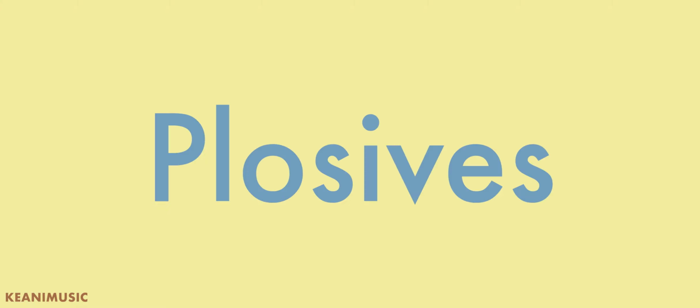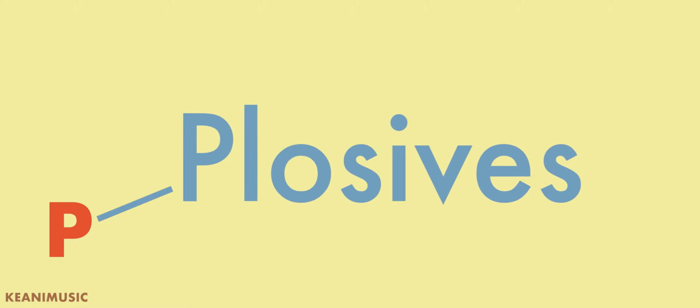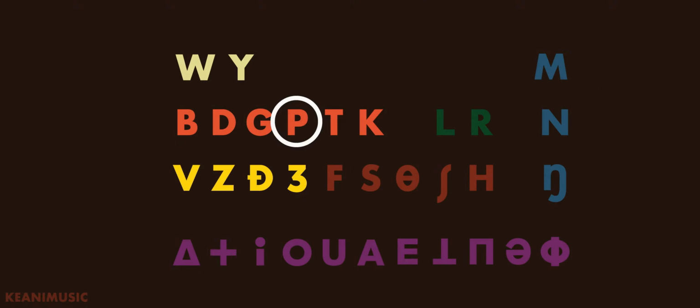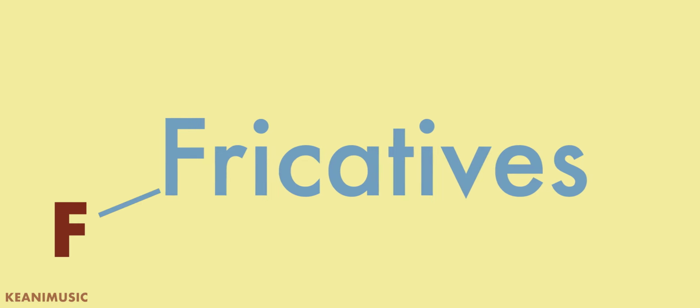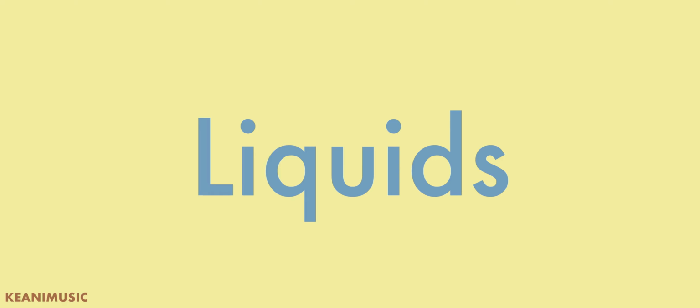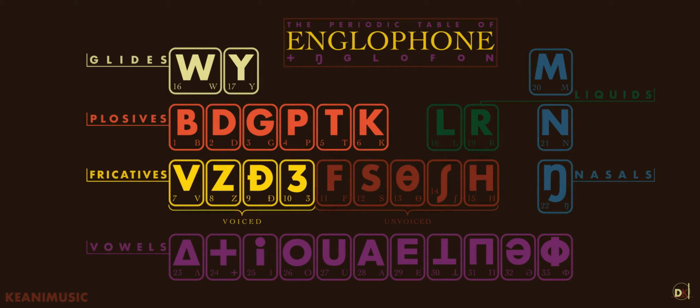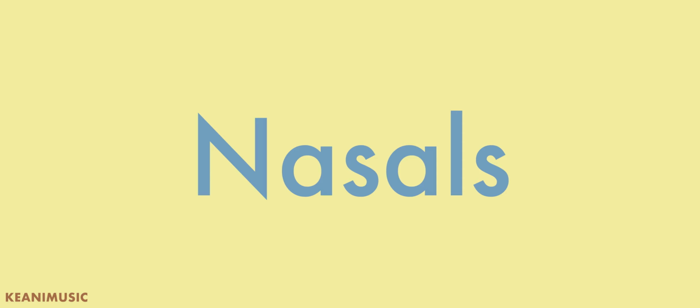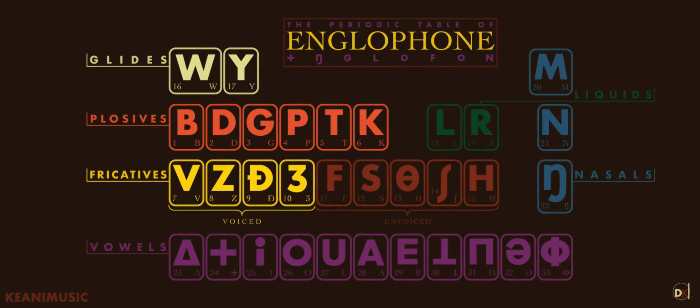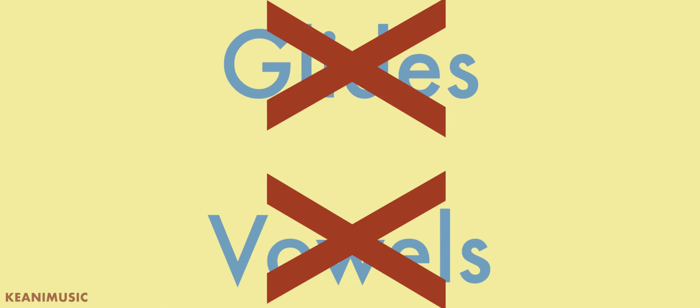By the way, something I've noticed that helps me remember the different groups of letters is that plosives starts with a P, which is itself a plosive. Fricatives starts with an F, which is itself a fricative. Liquids starts with an L, which is itself a liquid. And nasals starts with an N, which is itself a nasal. This pattern doesn't extend to glides or vowels, but it is still cool that it works for the other groups.